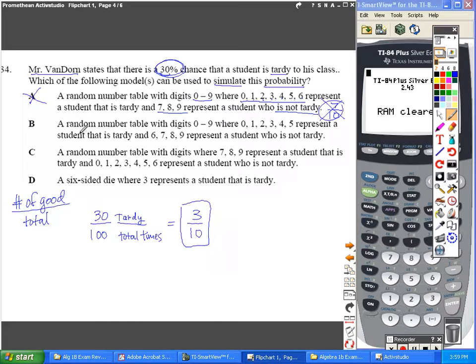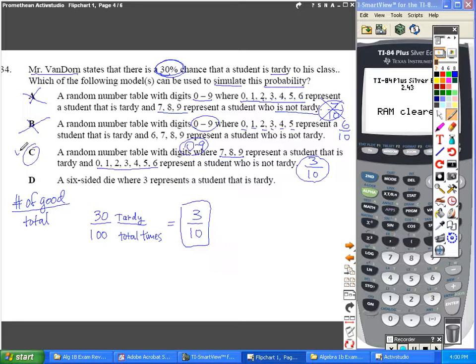All right, B, a random number table with digits 0 through 9, where 0, 1, 2, 3, 4, 5. That's just one less. So that's 6 out of the total of 10 if we're talking digits 0 through 9. So B is also right out. Let's look at C, a random number table with digits, I suppose they meant 0 through 9 here, where 7, 8, and 9 represent a student that is tardy. Okay, so that's 3 good out of the total of 10, and that's our 3/10 that we were looking for.